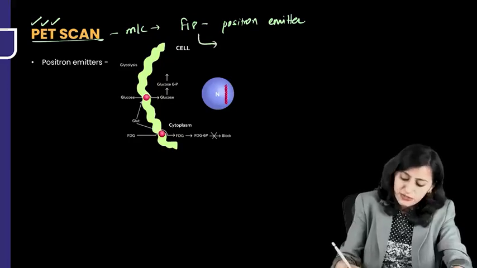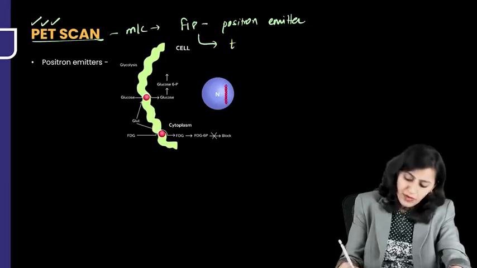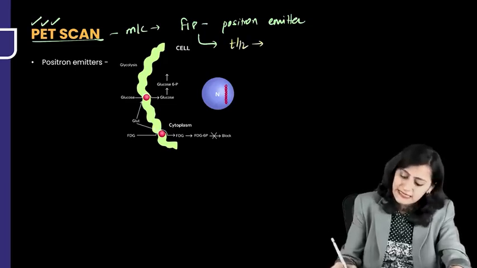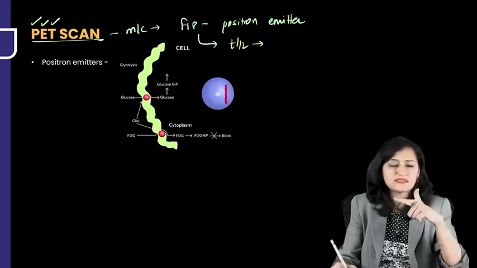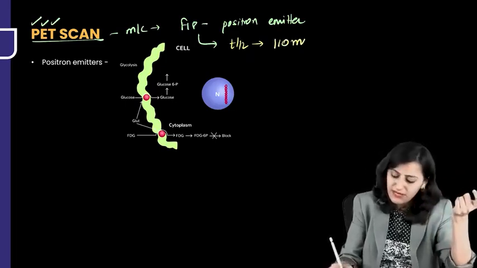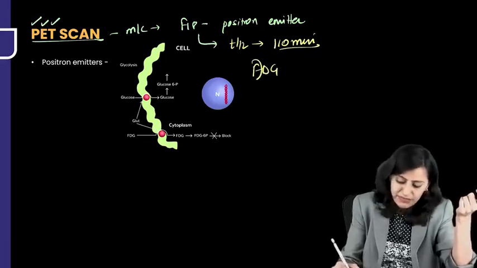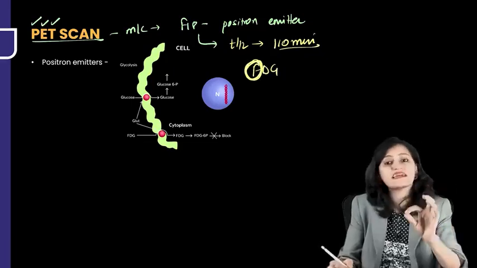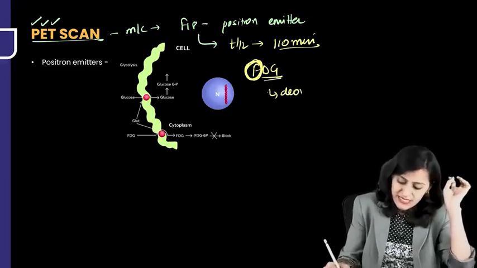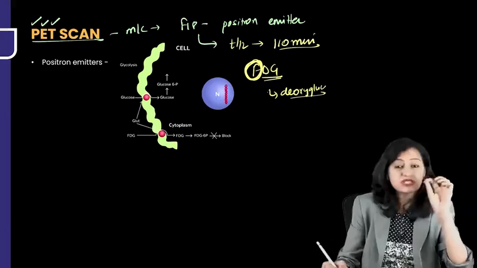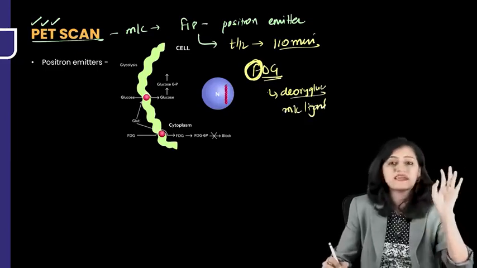Why is F18 used commonly? Because it has a good enough half-life to complete the scan. What is the half-life of F18? It is approximately 2 hours. Technetium is 6 hours. This is 2 hours, approximately 110 minutes. So when we say FDG PET, remember the F there is the radioisotope that we are using. The DG is the deoxyglucose, which is the most common ligand which is bound to this F18.